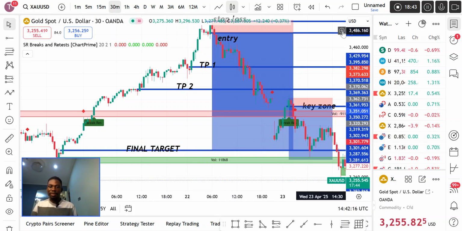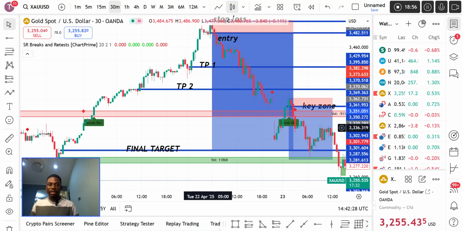See the entry from 3482. Now the target is at 33. It's 3300. A whole lot. Plenty pips. Yes, so that's how the 30 minutes confirmation works.